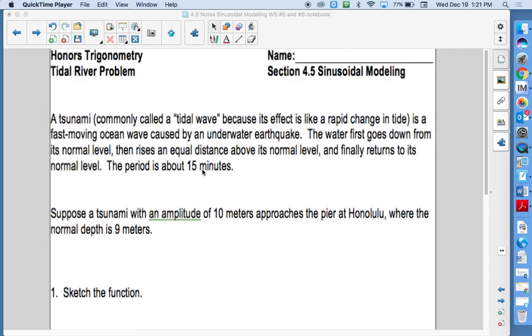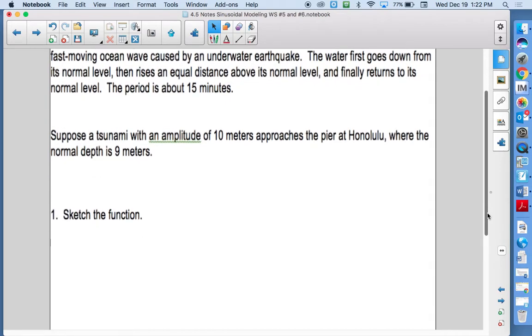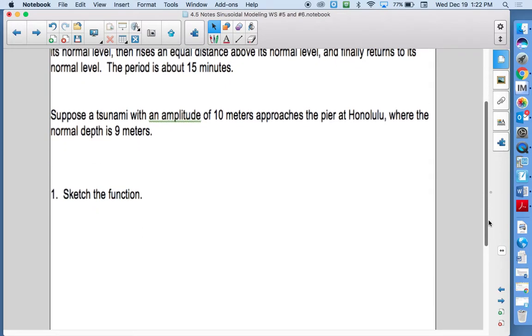Its normal level, and then it rises an equal distance above its normal level, and finally it returns to the normal level. It says the period is about 15 minutes. So you are asked to sketch the function and also come up with an equation. And I'm going to start with the 15 minutes because that I know goes on the x-axis.